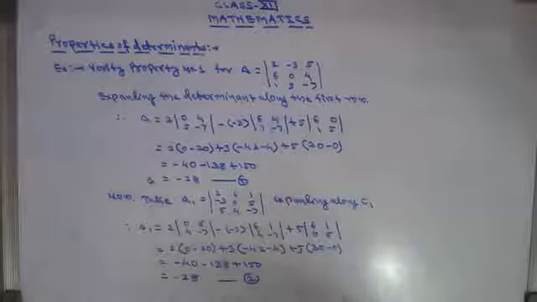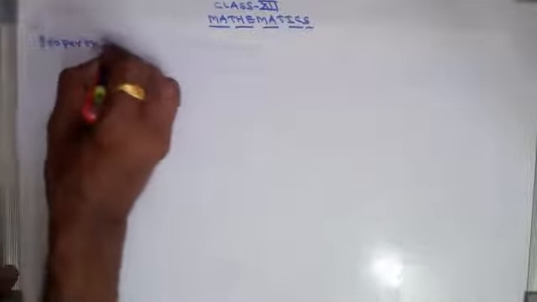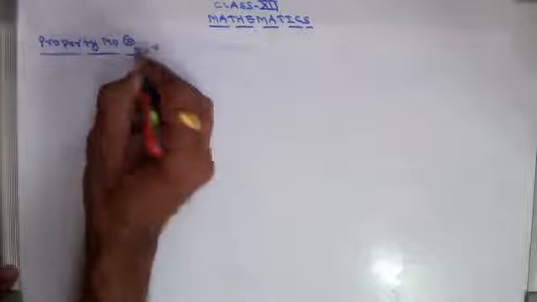Okay, now come to the second property, property number 2. What is the second property? If any two rows of a determinant are interchanged, then sign of the determinant changes.